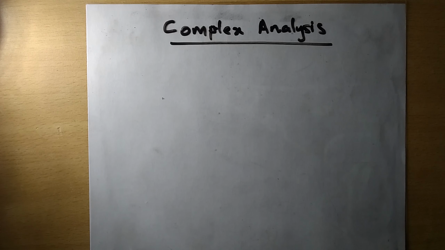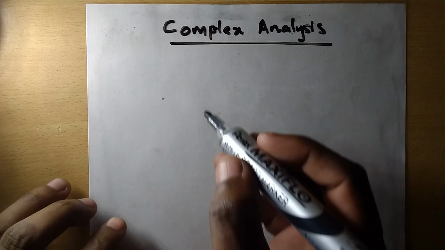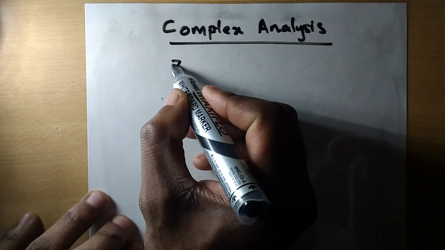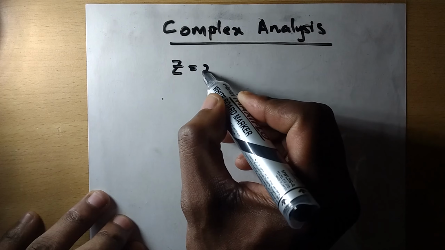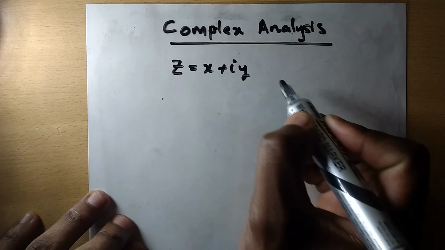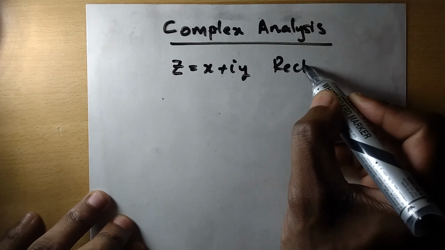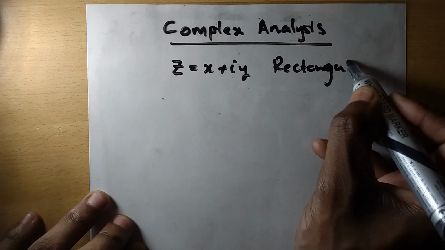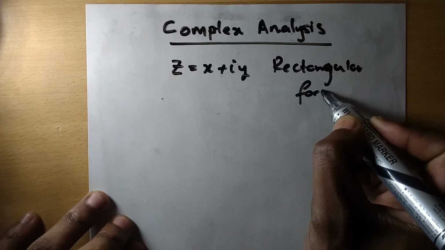Today we'll be doing a crash course on complex analysis, and basically I'm going to talk a little bit about complex numbers. Now we know that the basic complex number is denoted by z equals x plus iy. We say that this is in rectangular form.